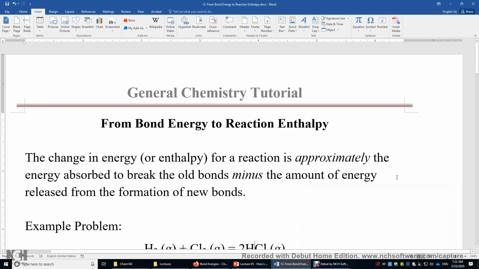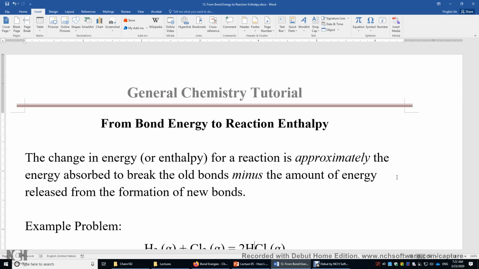In this video, we will calculate the enthalpy of reaction given bond energies. So first, in most chemical reactions, some bonds are broken, some other bonds are formed, and it takes energy to break bonds. Energy is released when new bonds are formed. Therefore, the change in energy or enthalpy for a reaction is approximately the energy absorbed to break the old bonds minus the amount of energy released from the formation of new bonds.